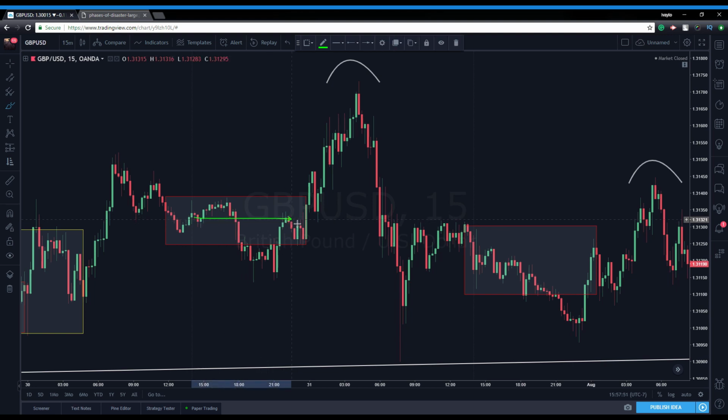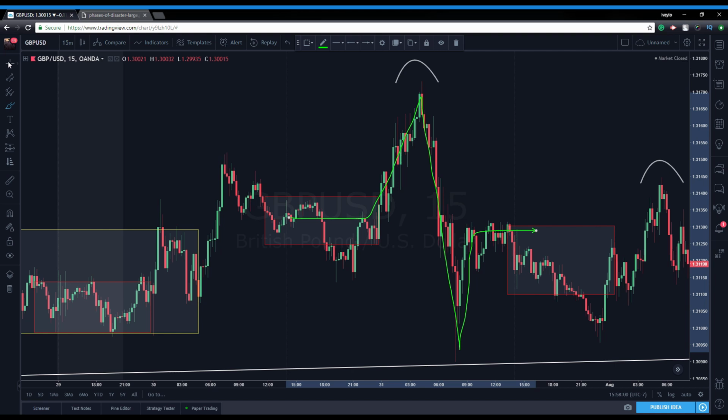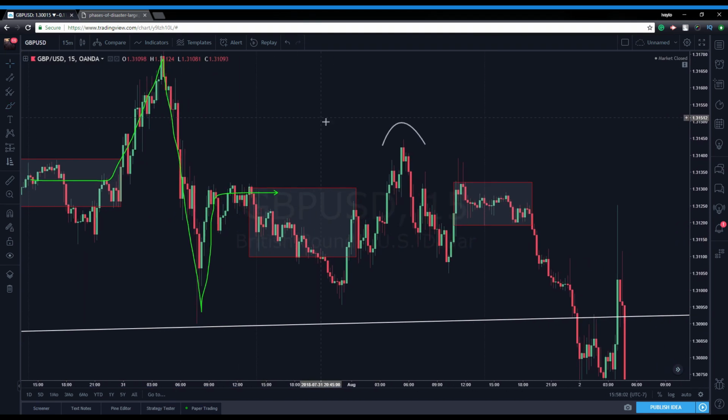So this is your consolidation. We go up, we go down, we go back up, and we finish sideways. This happened Tuesday. Pretty much the same thing happened Wednesday, but it was just a smaller variation. Consolidation, up, down, back up again, consolidation.